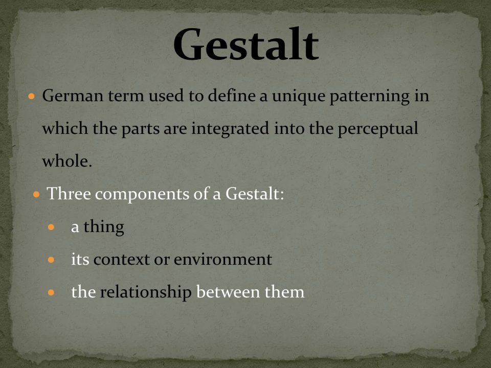So, therefore, there are three components of a gestalt. There's a thing, there's the environment in which the thing exists, and then there's the relationship between the object and the environment. So this term gestalt predates Gestalt therapy and has its own life and its own identity.